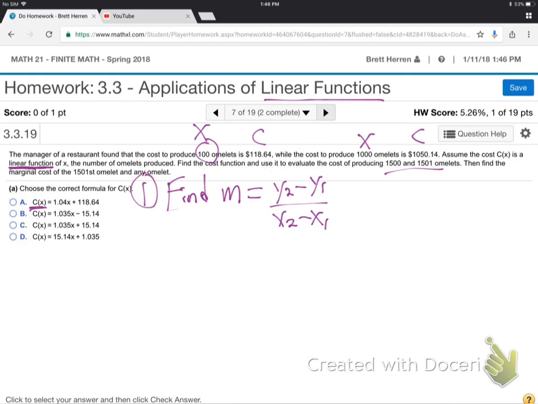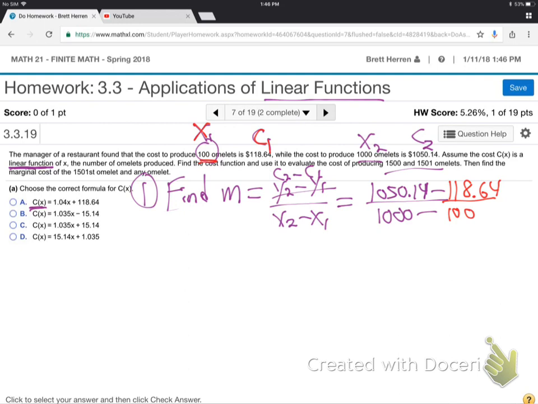Okay, so let's plug in. Now remember, the y's are c's. So really this is c2 minus c1. Okay, so we'll call this x1 c1, x2 c2. Makes sense what I'm doing? And so c2 minus c1, so 1,050.14 minus c1, which is 118.64, over x2, which is 1,000, minus x1, which is 100.